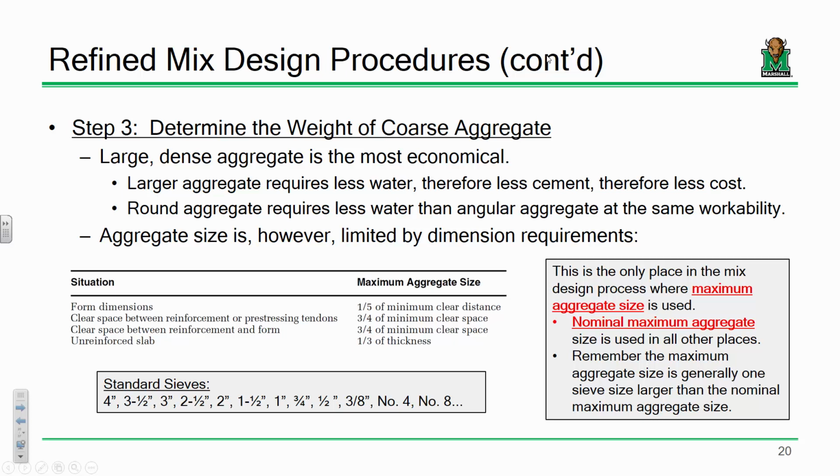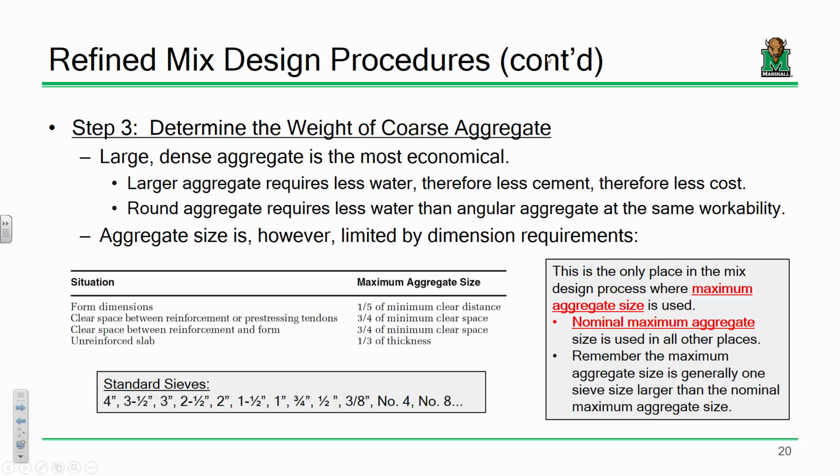Okay. I think this is where we stopped, right? This is where we stopped looking at coarse aggregate. So step 3: we're going to start determining the required weights of individual ingredients, and we're going to start with the coarse aggregate. Usually we like large, dense coarse aggregate. The more coarse aggregate we have, the less of the other ingredients we need. It ends up generating a stronger batch of concrete.